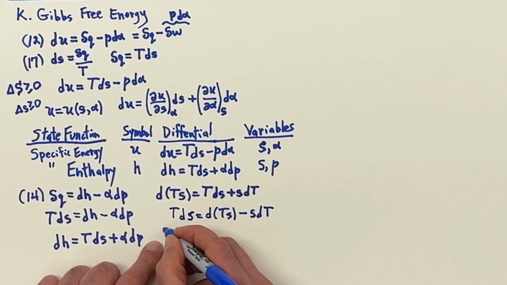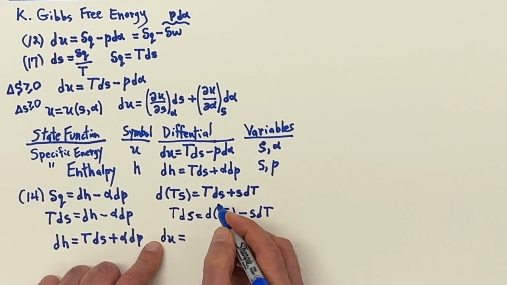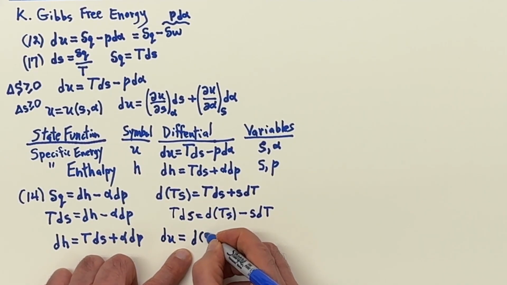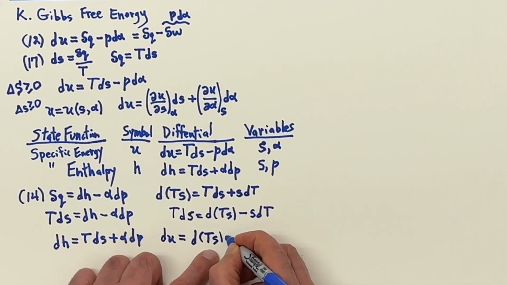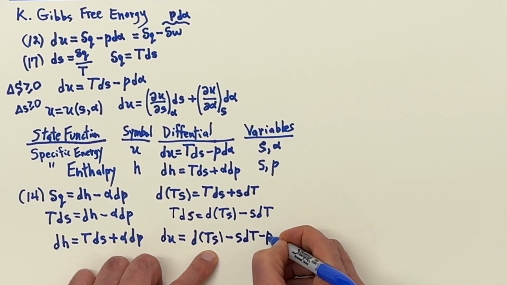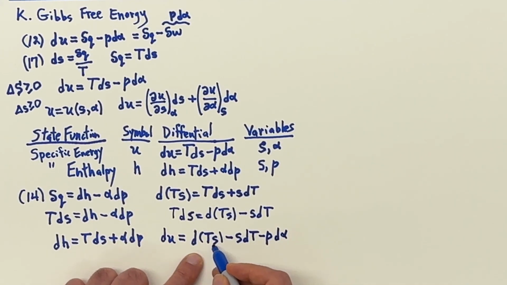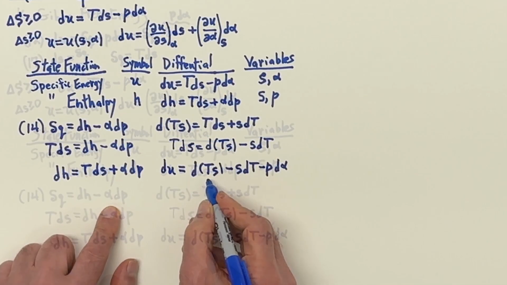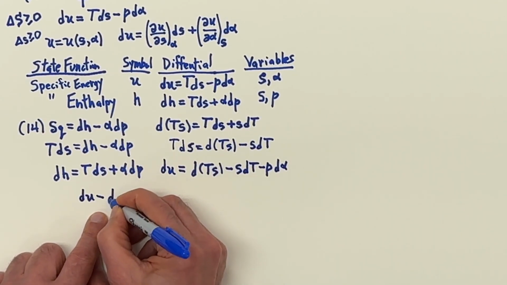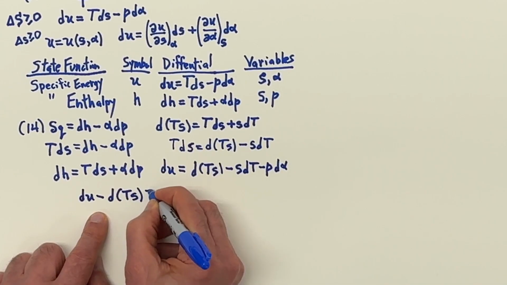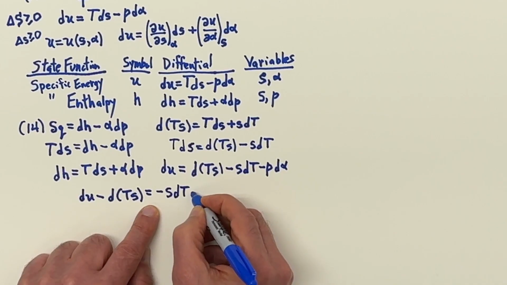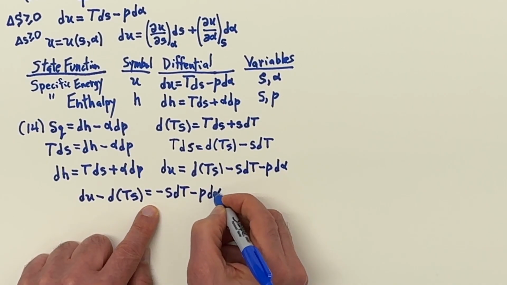Then we have here du is equal to, and we replace TDS with this, the differential of the product TS, and then minus SDT. And then we have to add that last piece, PD alpha. I want to subtract this from both sides of the equation. So I have du minus d(TS) is equal to then the right side, minus S dt minus P d alpha.